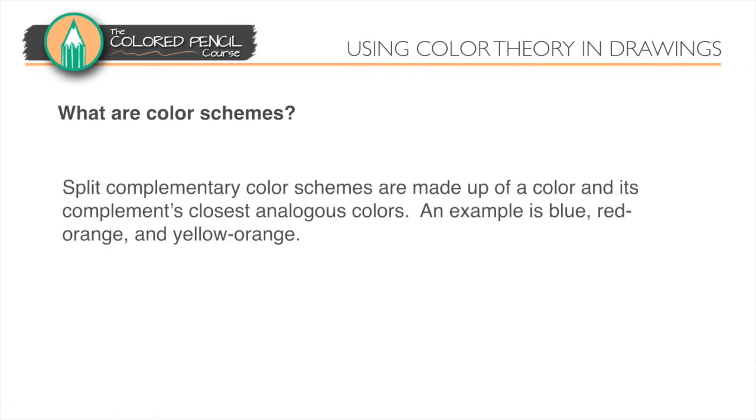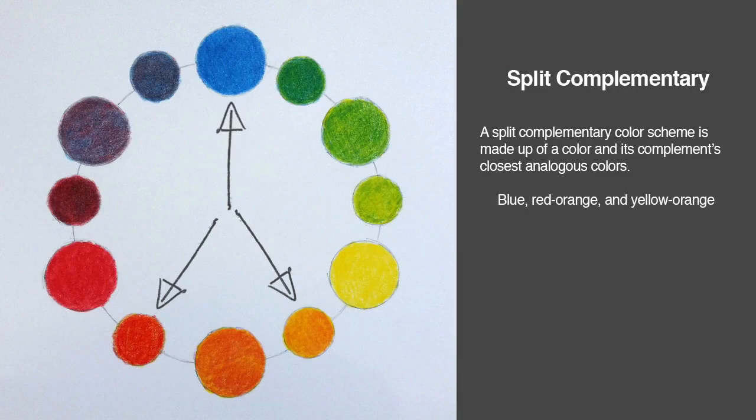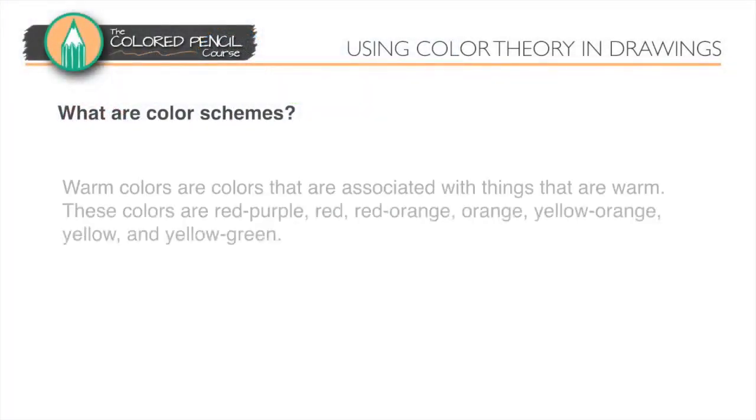Split complementary color schemes are made up of a color and its complement's closest analogous colors. An example is blue, red-orange, and yellow-orange. Blue is directly across from orange, meaning that orange is the complement of blue. If we look at the two colors that are closest to orange, yellow-orange and red-orange, we can find the split complementary color scheme: blue, red-orange, and yellow-orange.